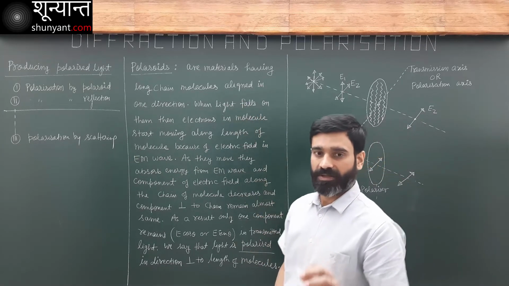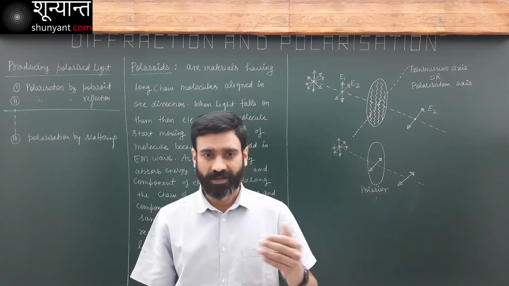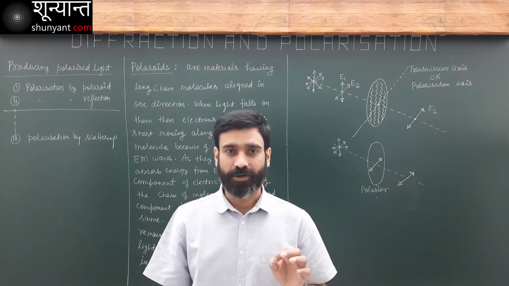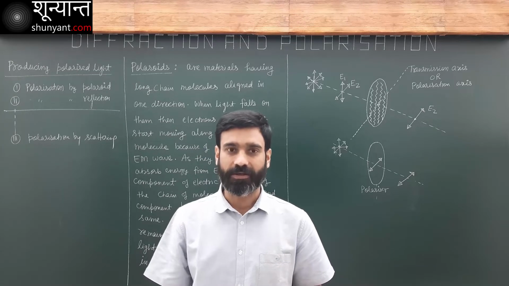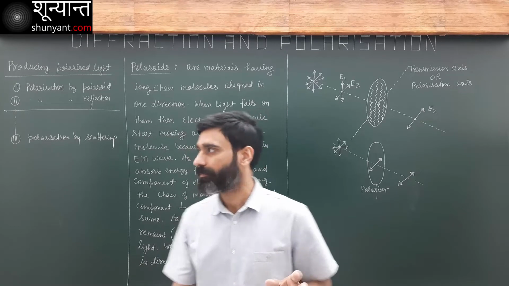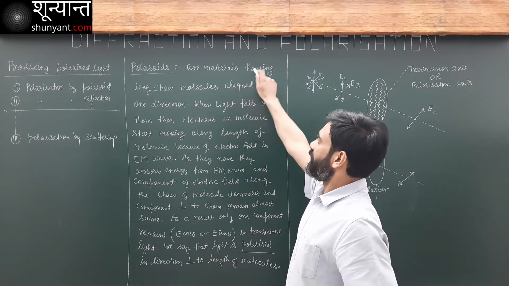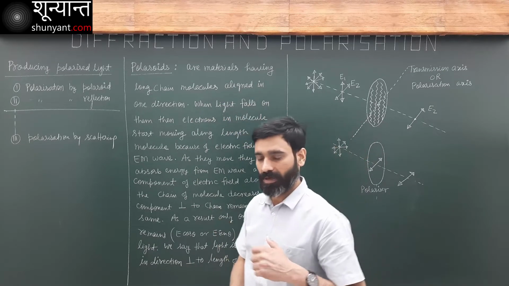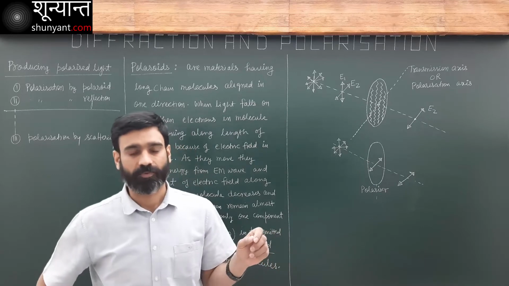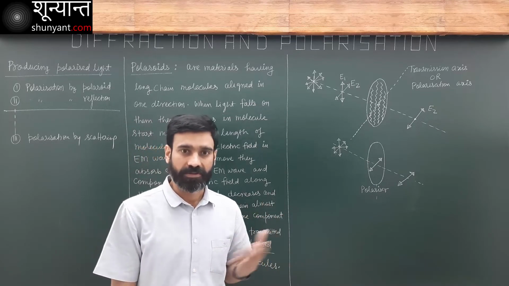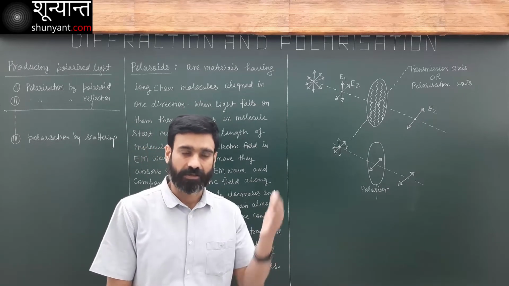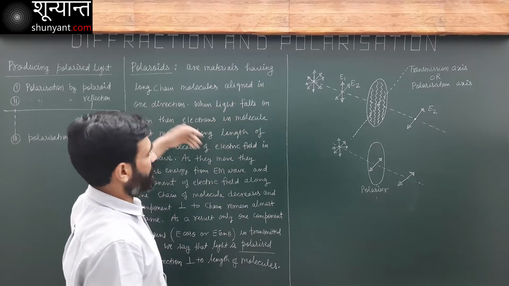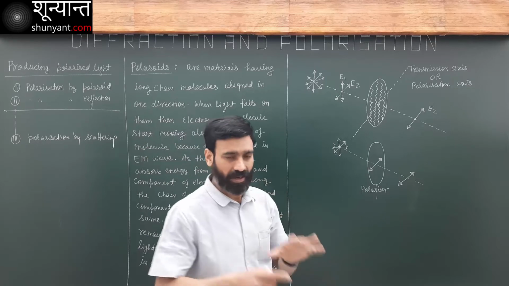Polaroids are, first of all, materials. Materials like glass, plastic, rubber and so on. So Polaroids are also a material, but a special type of material. They are materials having long chain molecules, like long hydrocarbons, or any polymers. Fiber type structure, long chains, aligned in one direction.